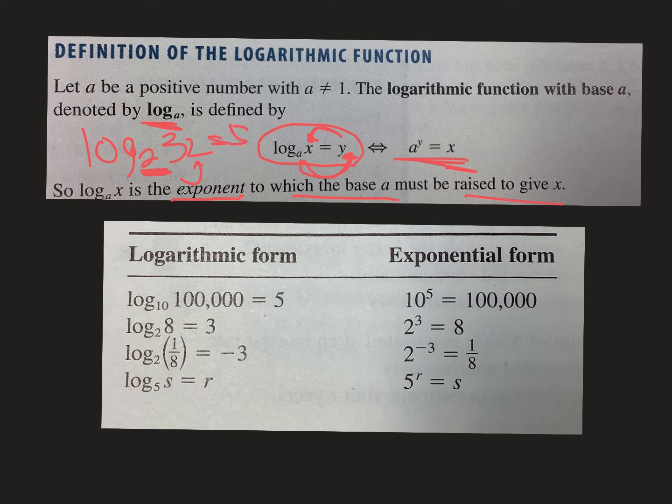So down here, for example, this says log base 10 of 100,000 is 5, and the reason that's true is because 10 to the fifth power is 100,000. Log base 2 of 8 is 3 because 2 to the third power is 8. The answer over here is the exponent. The answer to a log is the exponent. Log base 2 of 1/8 is negative 3 because 2 to the negative 3 power is 1/8. One more here: log base 5 of s equals r because 5 to the r is s.